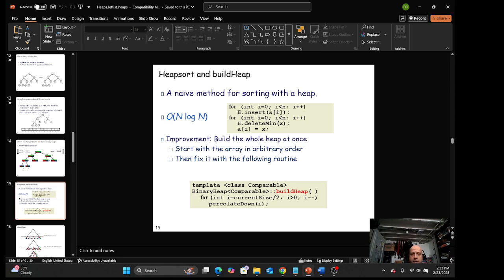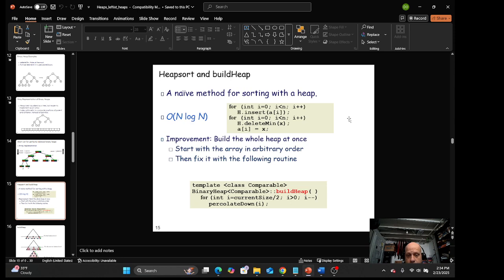So heap sort and build heap. I have a naive method for sorting with a heap. Here I have an insert and delete min operation that would come to an analysis of big O n log n. An improvement here is to build the whole heap at once. Here you start with an arbitrary order, and then fix it with the following routine.